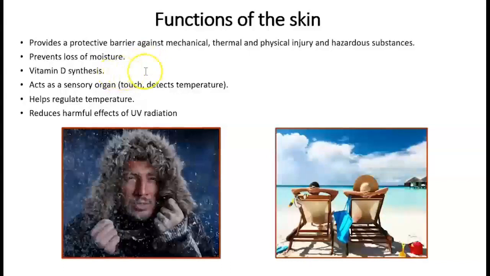Vitamin D synthesis: one of the steps necessary to produce vitamin D happens in the skin. Sensation: we have receptors in the skin. For example, we have receptors for temperature, for pain. Right? Thermoregulation: it insulates our body so we don't lose our temperature.